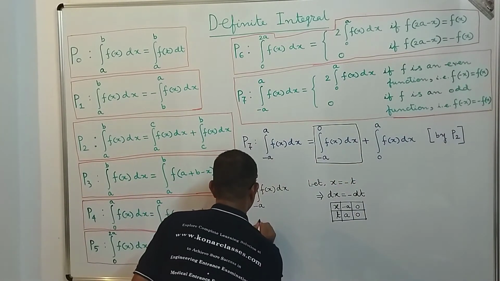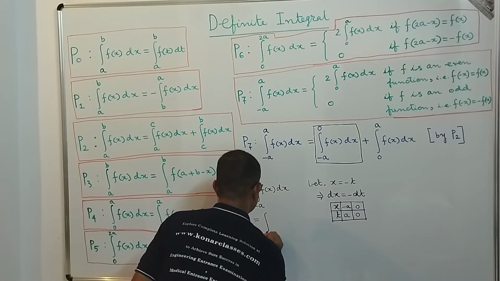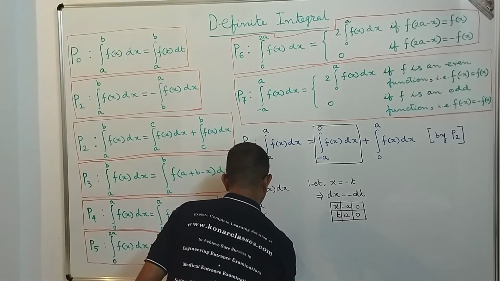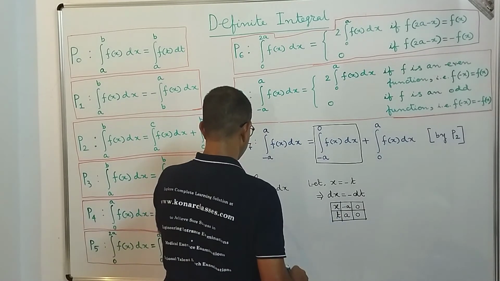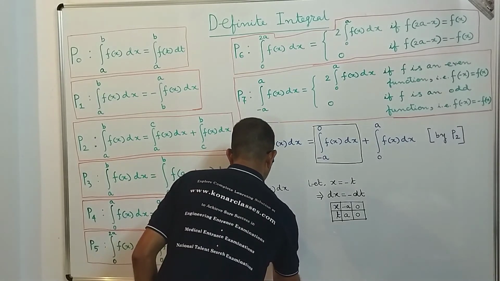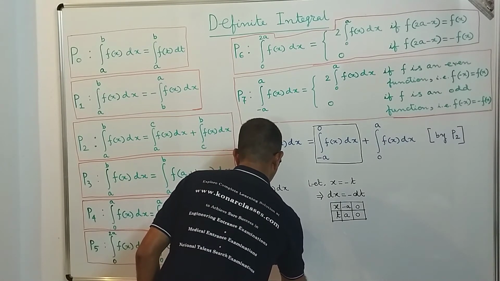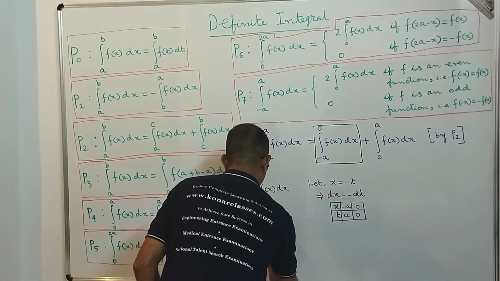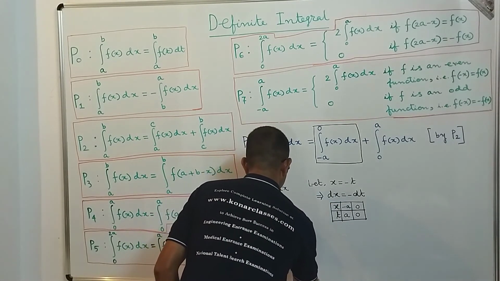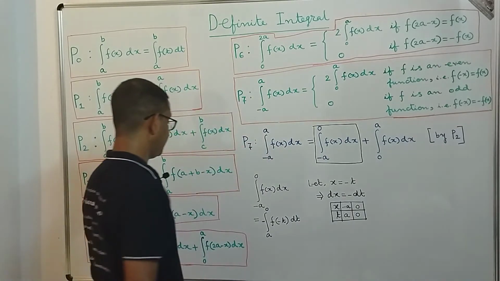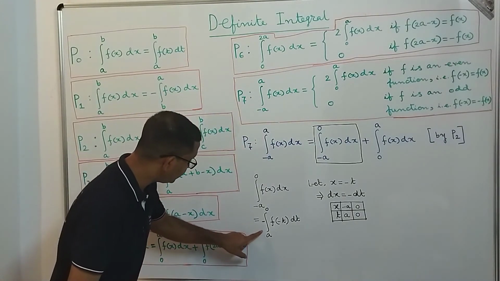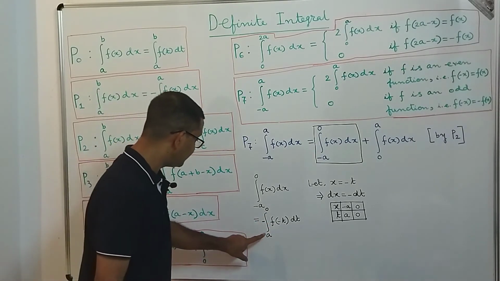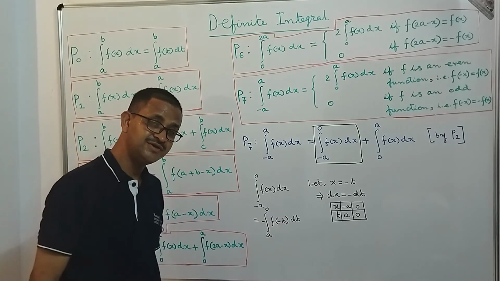So what are we going to get here? We get integration minus a to 0, that means it is a to 0, f of x, f of minus t, because x is equal to minus t. And what is dx? Dx is nothing but minus dt. So minus we can take out of this integration and we can write dt. So now dear students, minus integration a to 0 f of minus t dt is nothing but 0 to a f of minus t dt.